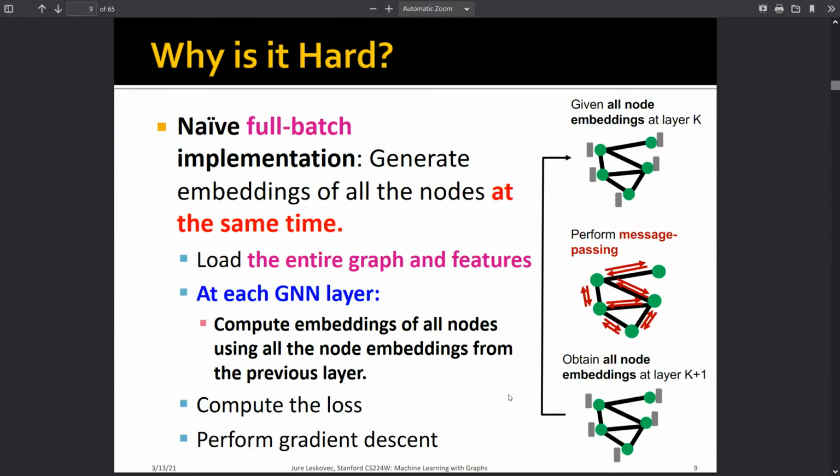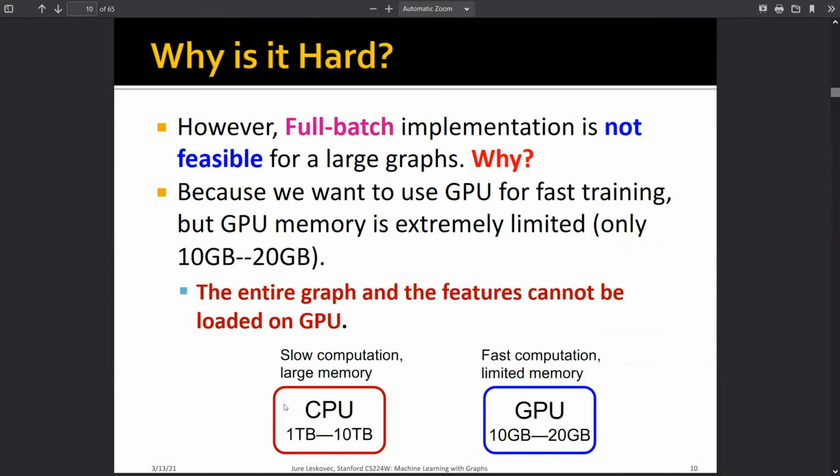So the full batch implementation generates the embeddings of all nodes at the same time: load the entire graph and features, compute embeddings of all nodes, and perform gradient descent. So how is it different from normal gradient descent? Because you're doing the full batch, right? You're loading the entire graph, so you have access to all the nodes. You're not losing edges because of sampling. So it's basically normal, full gradient descent. Exactly. It's not feasible for large graphs.